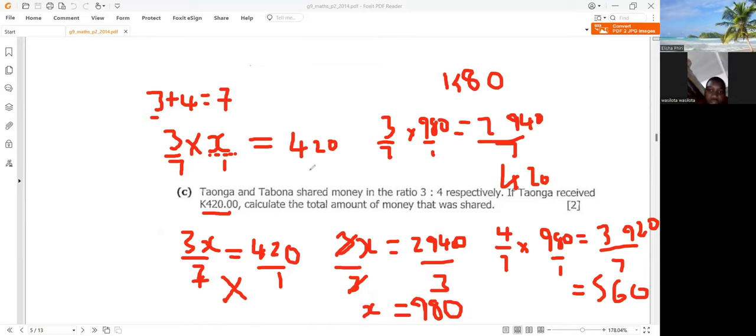The friend walked away with 420, and it's making sense because this one had the bigger ratio, isn't that? The ratio is balanced. Yeah. So when we add 560 to 420, it gives us 980, and we're done. But the answer they wanted us to find is this one here, the total amount of money. So that's how we do it.